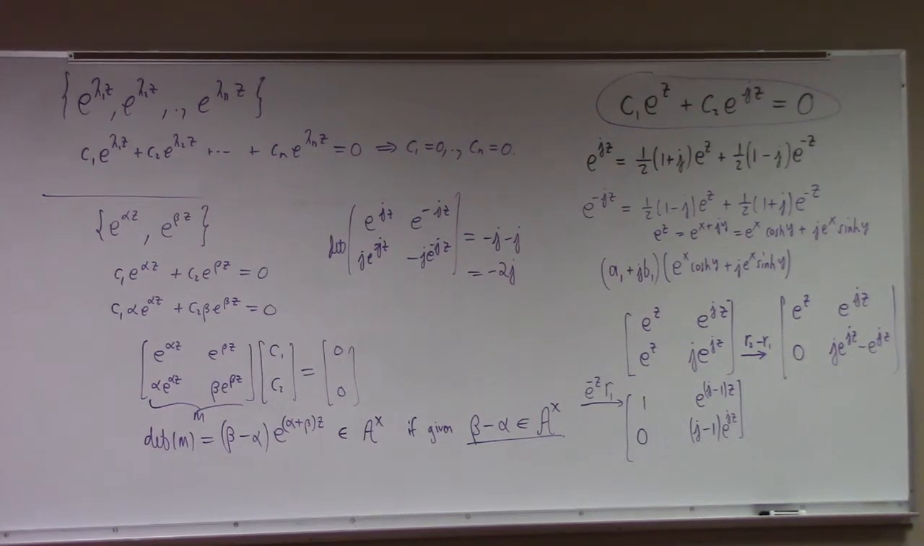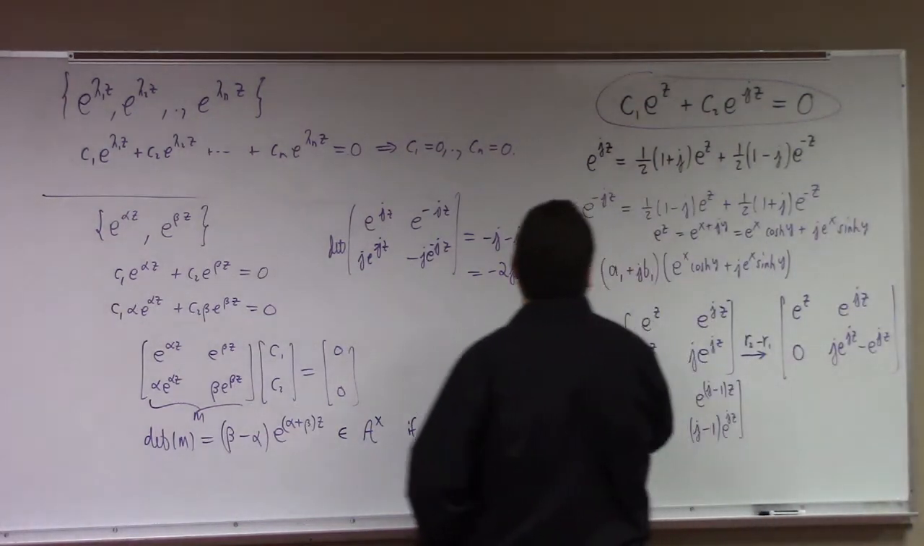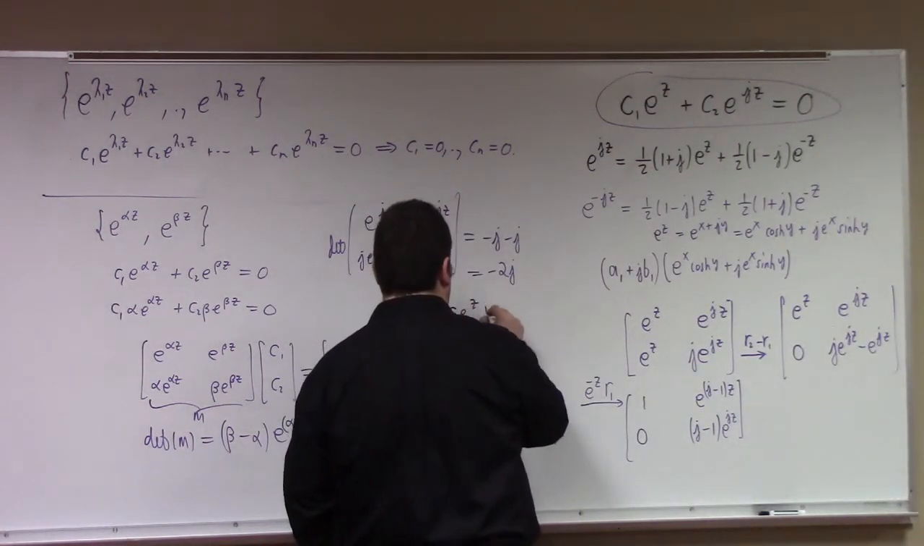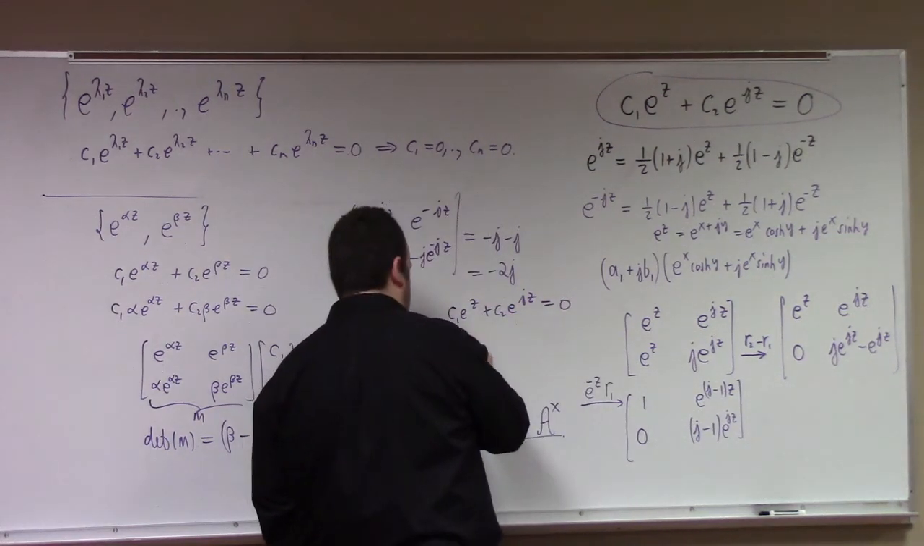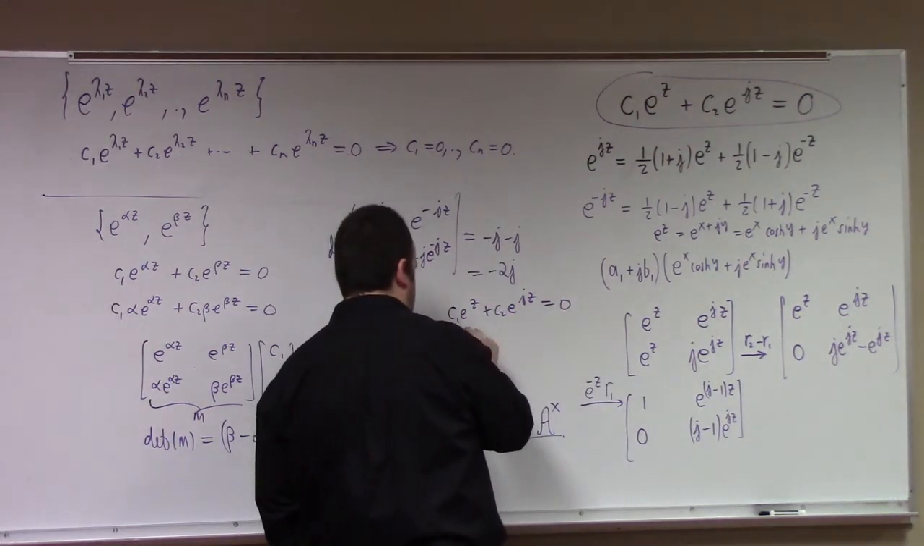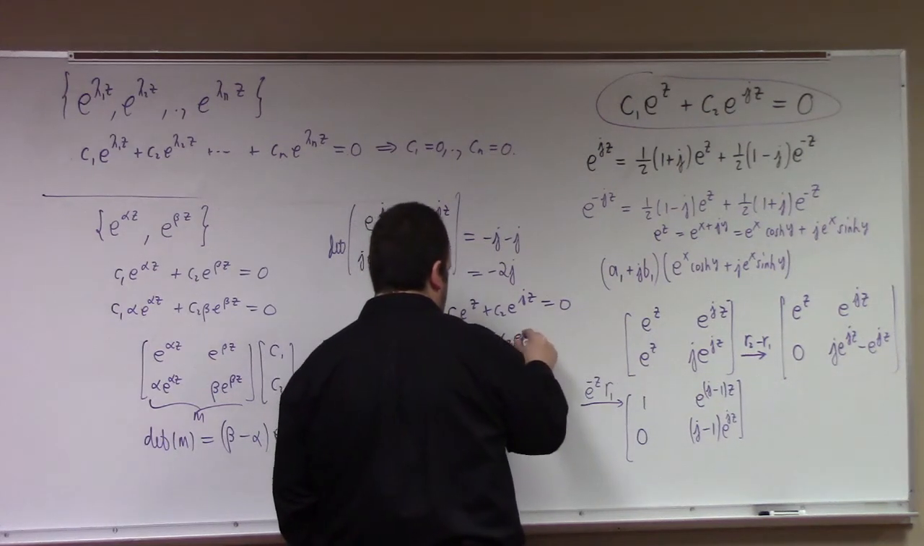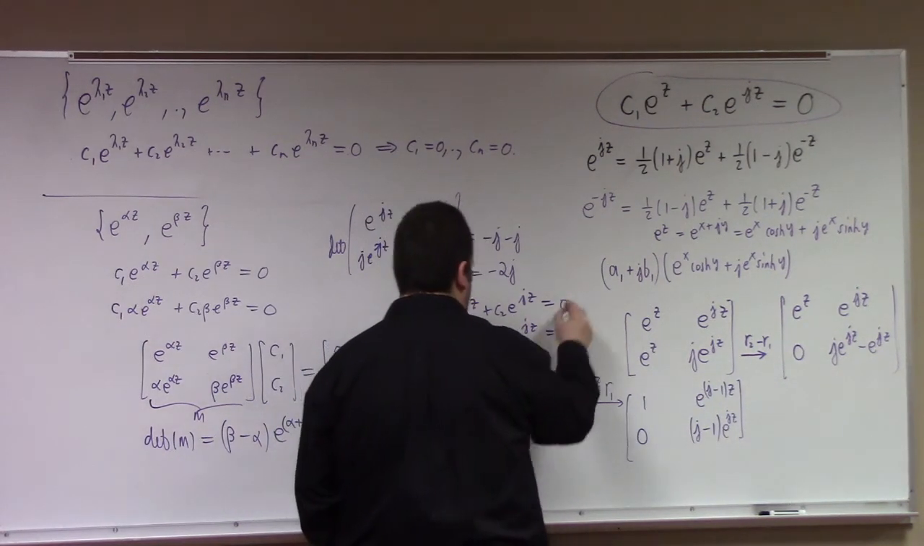What does that mean in terms of the original system of equations? The original system of equations was what? C1 e to the z plus C2 e to the jz equals 0, and differentiating it, C1 e to the z plus jC2 e to the jz equals 0.